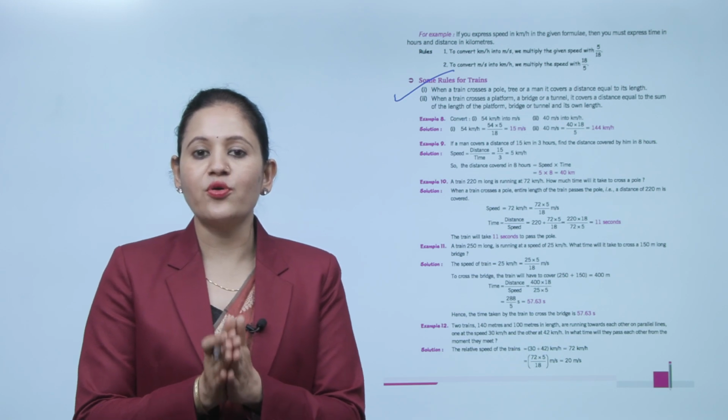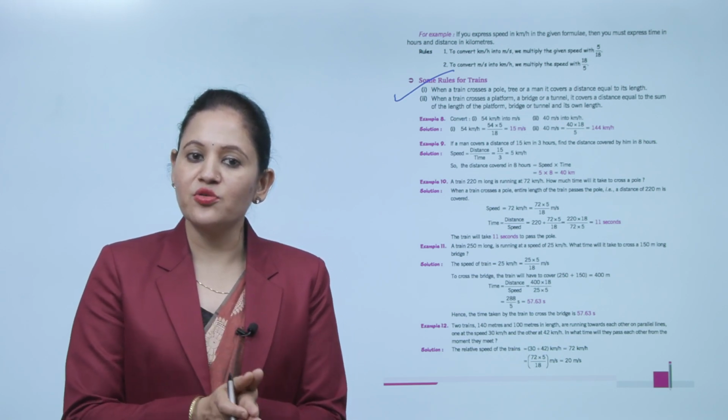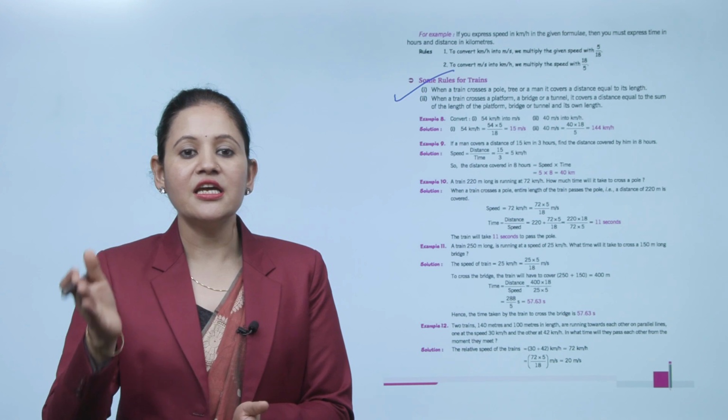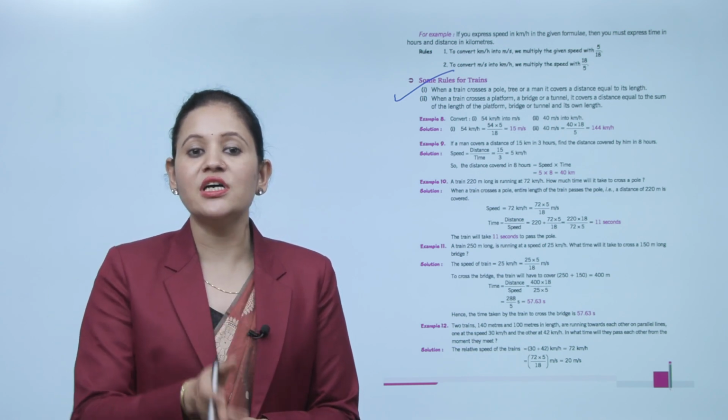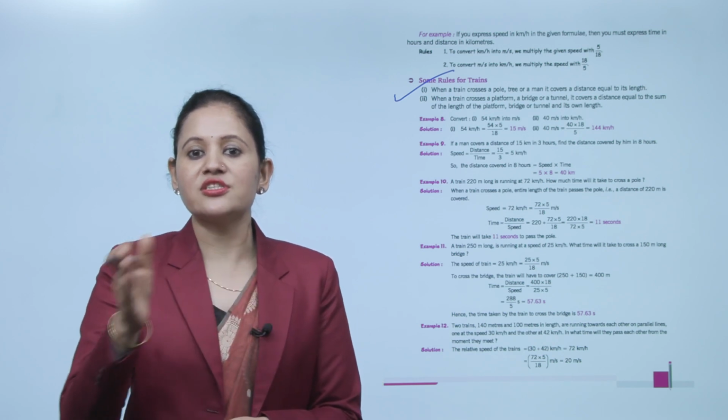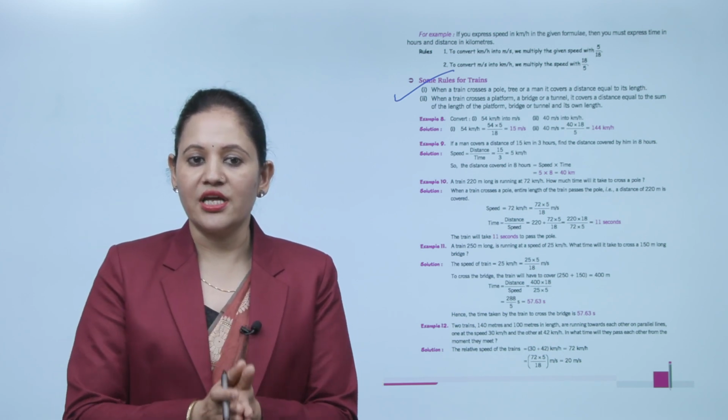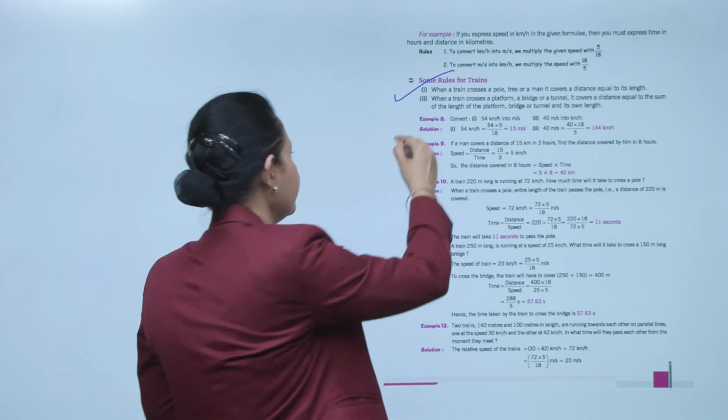When a train crosses a pole, tree or man, it covers a distance equal to its length. But when a train crosses a platform, bridge or a tunnel, it covers a distance equal to the sum of the length of the platform, bridge or tunnel and its own length. We'll take an example.